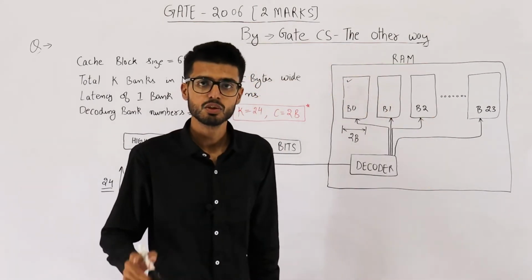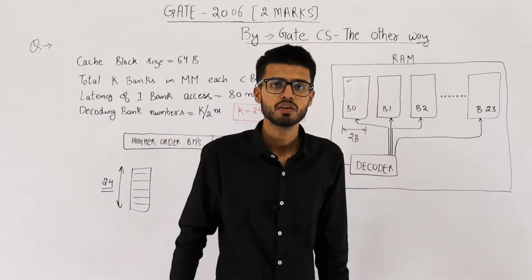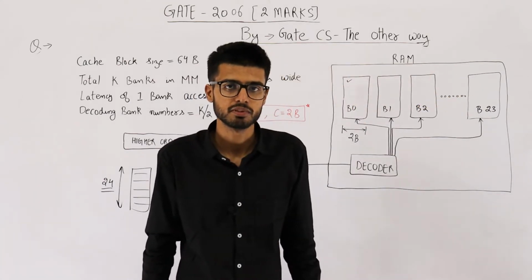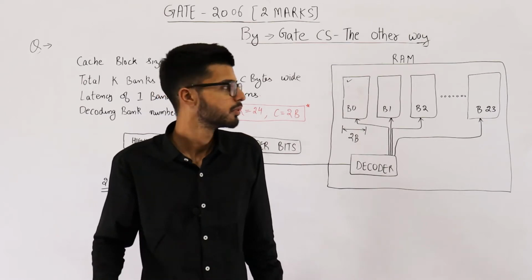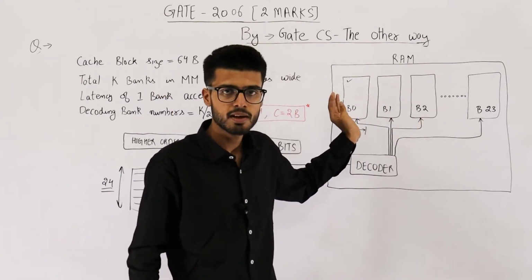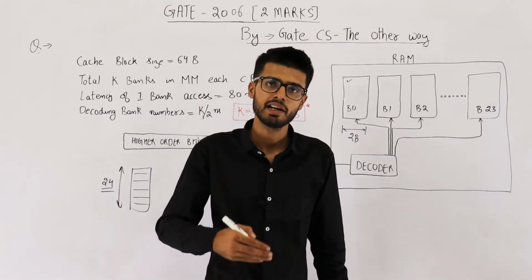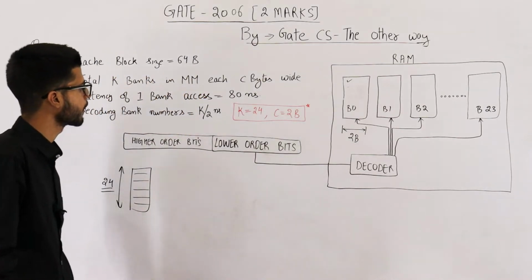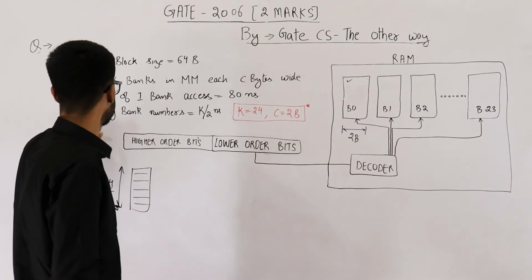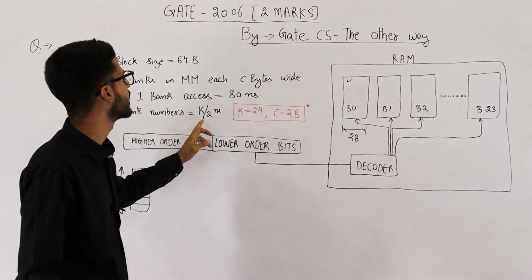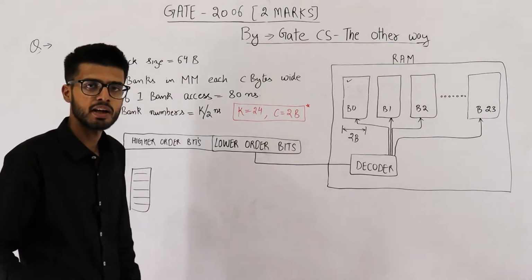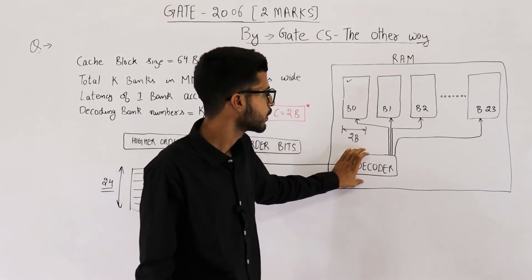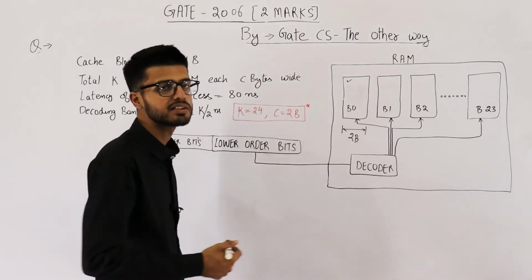But for one iteration, you will count 80 only once. You will not multiply it by 24 because once you spend 80 nanoseconds, that will be for all of the chips because they are working in parallel. At the same time, some particular address will be provided to each and every chip, and after 80 nanoseconds, all of the chips will be ready with data. They're saying decoding bank numbers requires k by 2 nanoseconds. That means for one iteration, you will provide all these addresses. There will be a decoder that will decide which chip has to be selected.